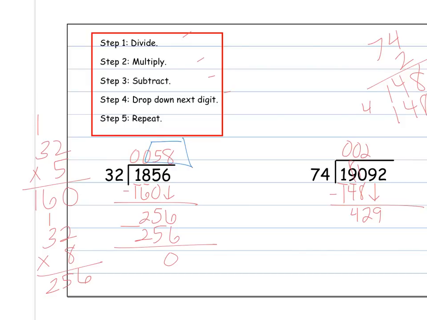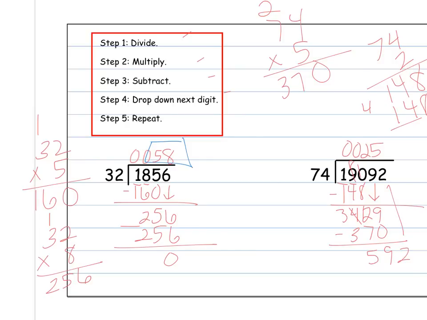We'd be at 4, so it's going to be more than that. So I'm going to try 5. So I say, well, 74 times 5, get 20. Then I get 35 plus 2 is 370. And I find the difference. So I subtract. 12 minus 7 is 5. And then I'm bringing down the 2 for the next place value.